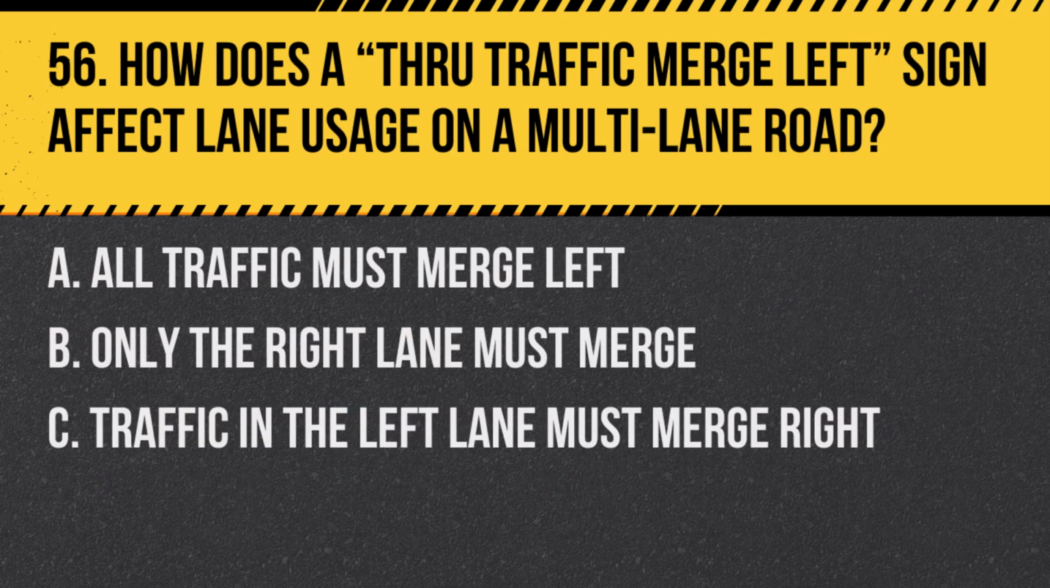Question 56. How does a through traffic merge left sign affect lane usage on a multi-lane road? A. All traffic must merge left. B. Only the right lane must merge. C. Traffic in the left lane must merge right. Answer: A. All traffic must merge left. A through traffic merge left sign indicates that all traffic should merge to the left.